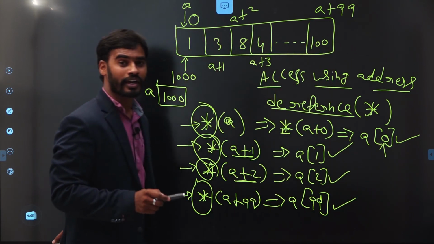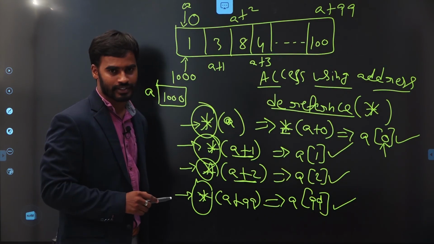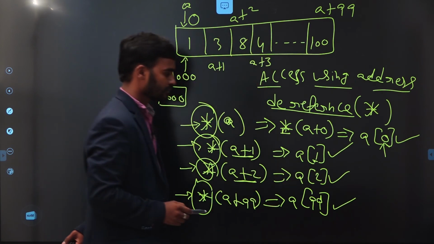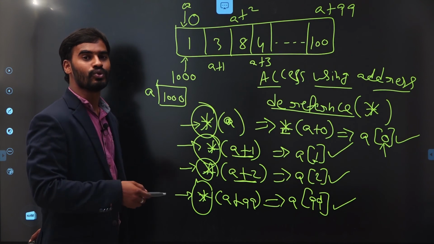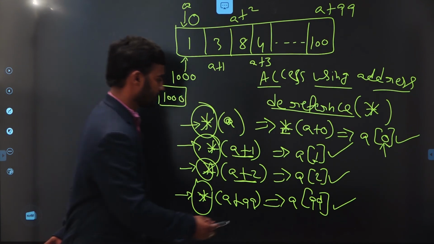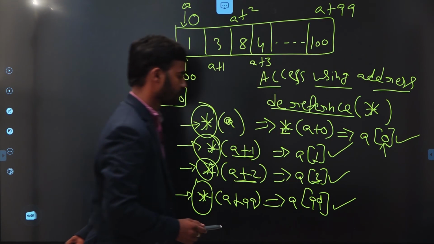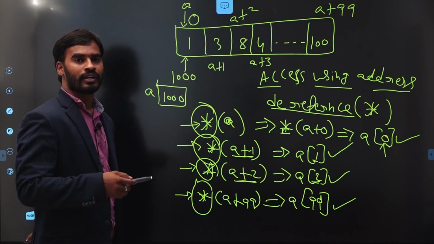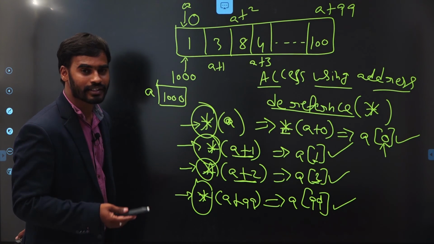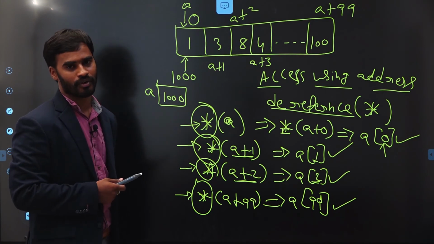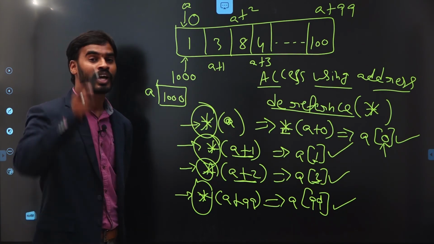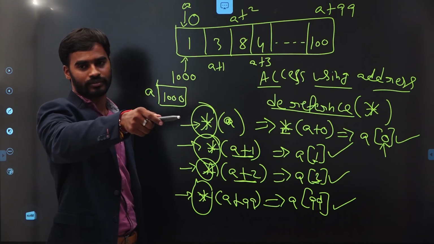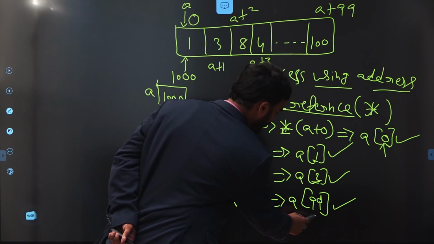The second block is one block away from the first block, so the index is 1. The third block is 2 blocks away from the first block, so the index is 2. The fourth block is 3 blocks away from the first block, so it is A of 3. The 100th block is 99 blocks away from the first block, so the index is A of 99.